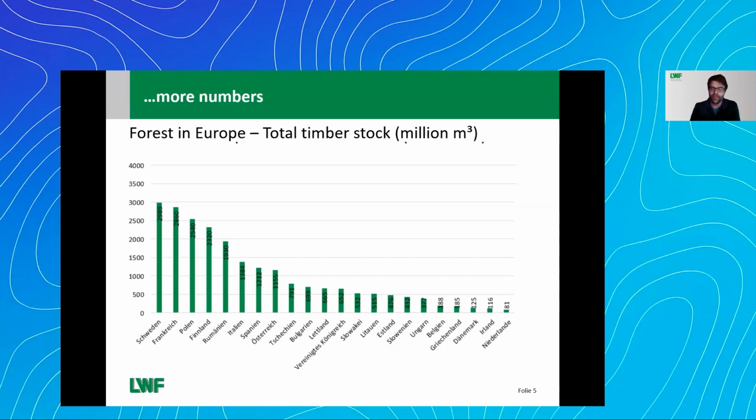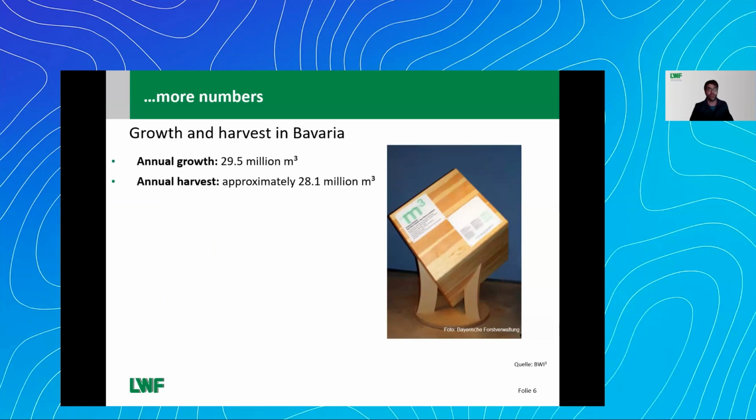What I already can give away is that Bavaria alone has an annual growth of 29 million cubic meters of wood, like that's 1 cubic meter you see there, and an annual harvest of approximately 28 million cubic meters. So that means our stock is still growing. We use less than grows in the forest naturally.